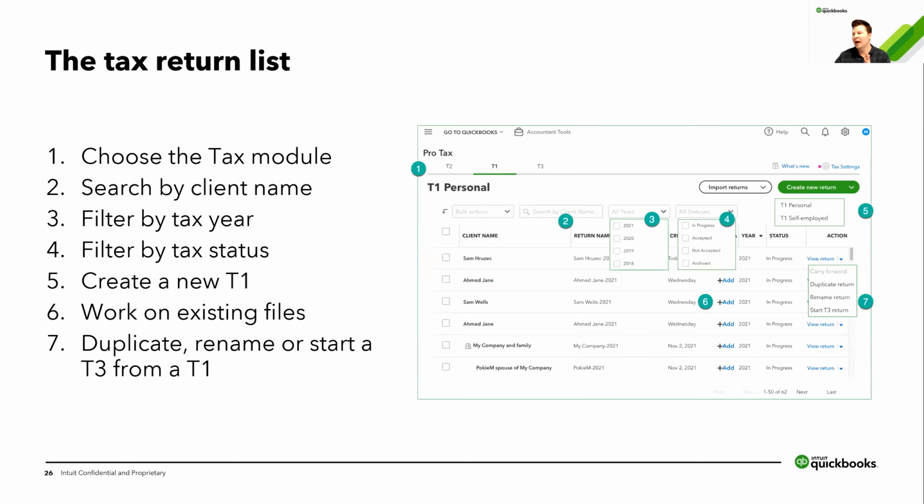Okay, so this screen basically takes you through a navigation of the main landing screen when you are in the T1 environment. It is very similar to the T2 environment as well. As you can see at the top, bubble number 1 is which module you are in. You can do things like searching by client name. You can filter the tax returns by the tax year, by the status. So are these returns in progress? Have they been completed? Things like that. As we talked about, you can create a new tax return, a new T1. This is where you also work on existing returns that you have started on.